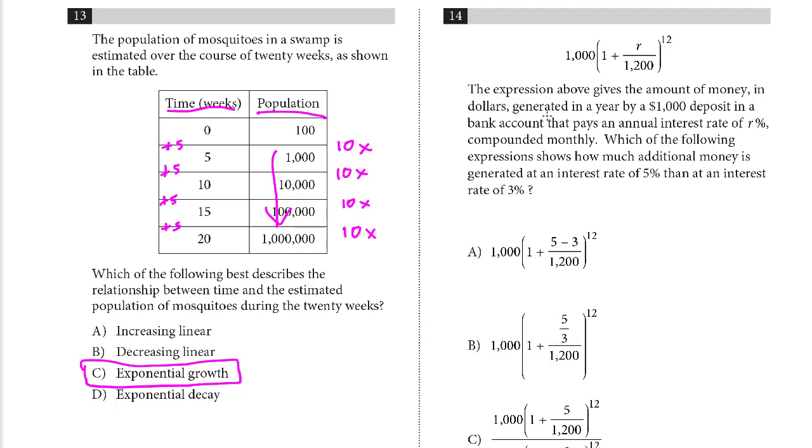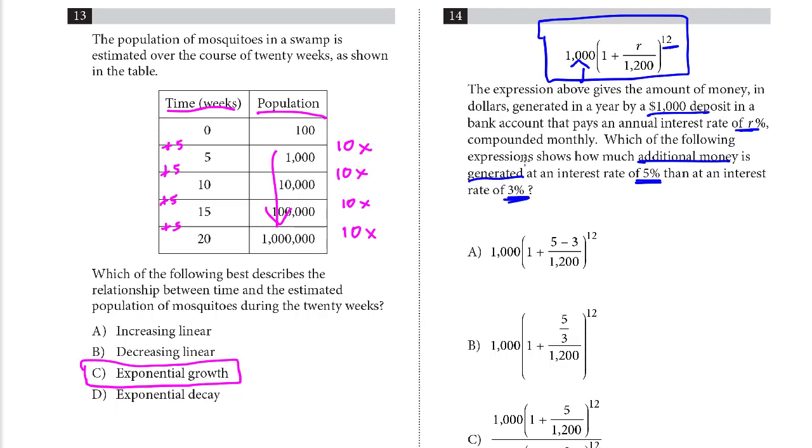14. So we've got this expression here, which represents a $1,000 deposit, the initial amount there, and the amount earned on that based on an interest rate of R% compounded monthly. Okay? So what if instead of 5%, we had an interest rate of 3%? What would the difference be? How much additional money is generated at the 5% level?